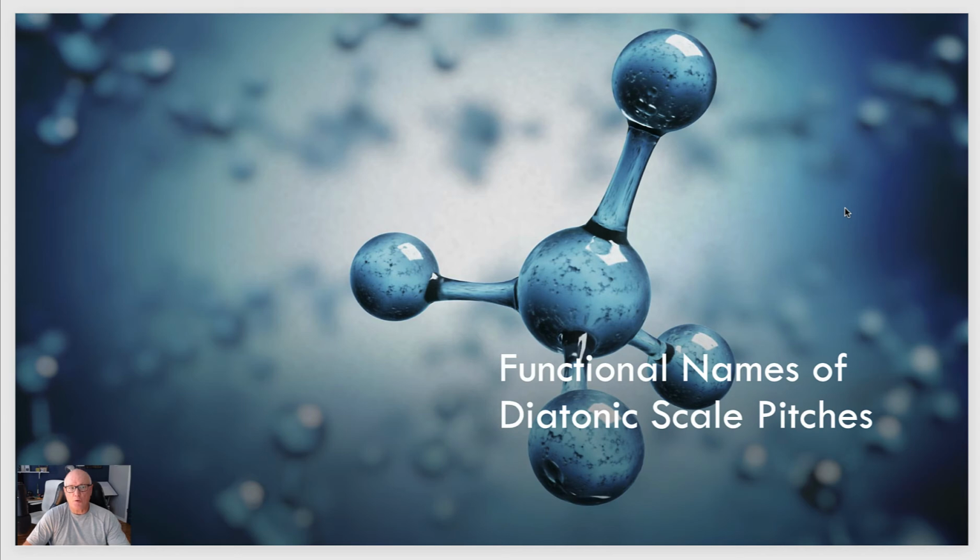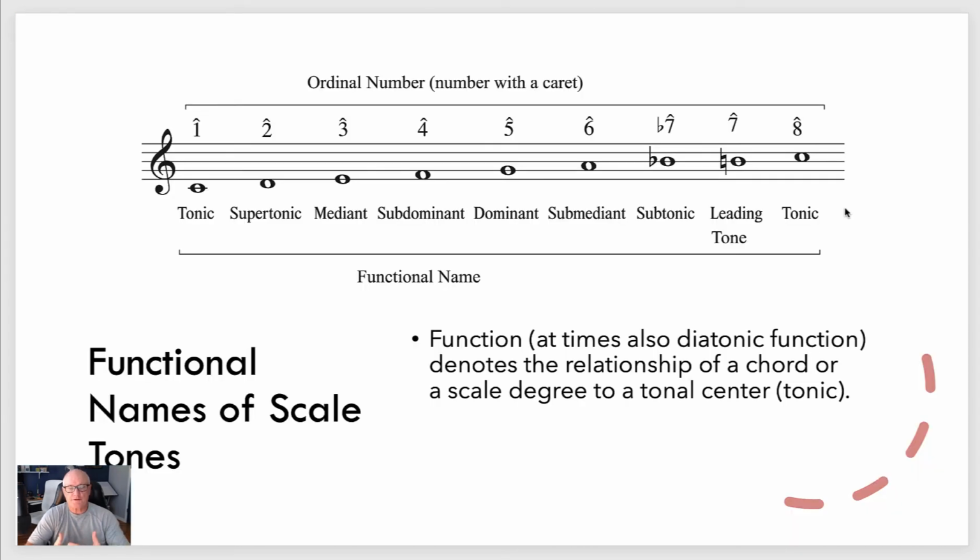understanding how they work. So first of all, you'll see on this diagram, which you've seen before, we have an ordinal number. That's the caroted number on top. So the scale degrees 1, 2, 3, 4, 5, 6, 7, and 8. That's crucial to know because when we start making chords, we're going to use the same numbering system. The functional names are crucial. The function, at times also known as a diatonic function, denotes the relationship of a chord or a scale degree to a tonal center, or the tonic.